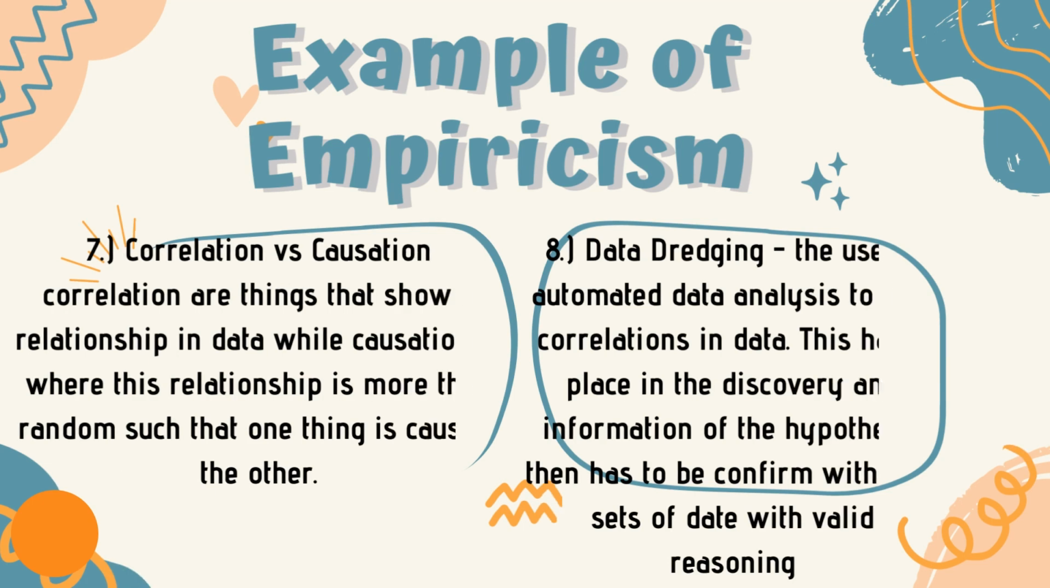Number seven, correlation versus causation. Now, what does this mean? Correlations are things that show a relationship in data, while causation is where the relationship is more than random, such that one thing is causing the other.